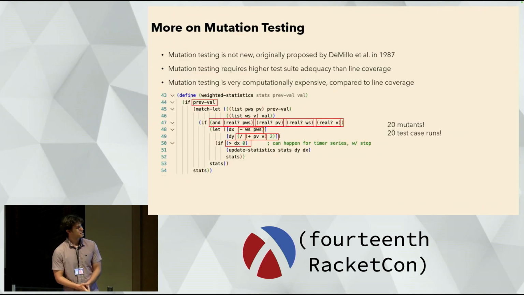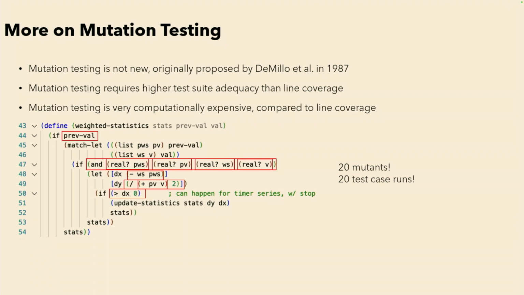So a little bit more on mutation testing. It's not necessarily new. It was originally proposed by DeMillo in 1987. And like I said, it requires a higher test suite adequacy than something like line coverage. So that's its core benefit. The core disadvantage of mutation testing, though, is it's very computationally expensive compared to something like line coverage.